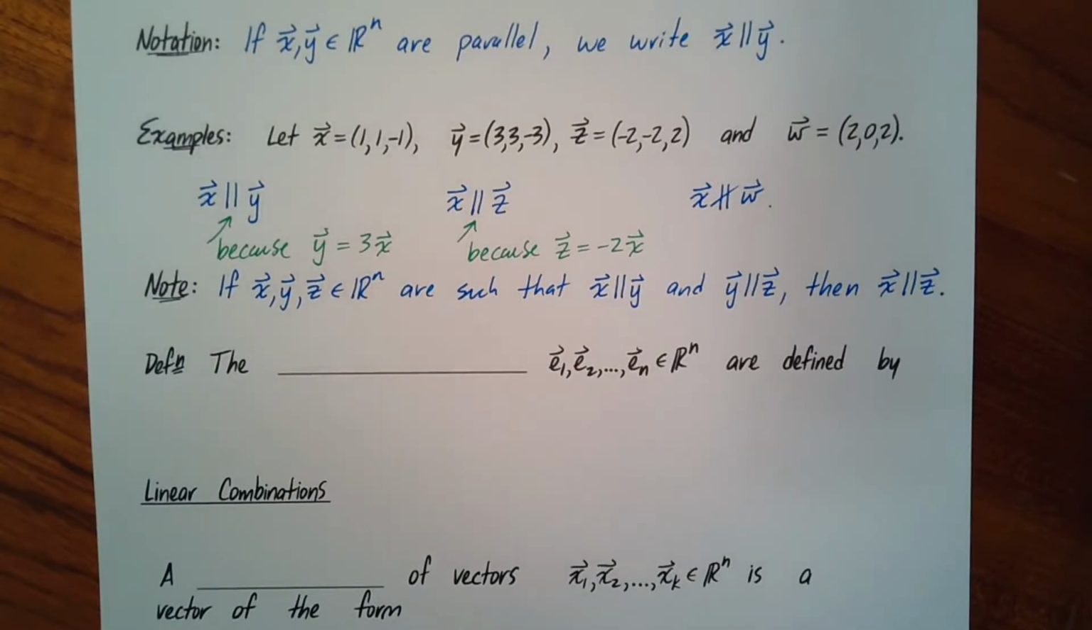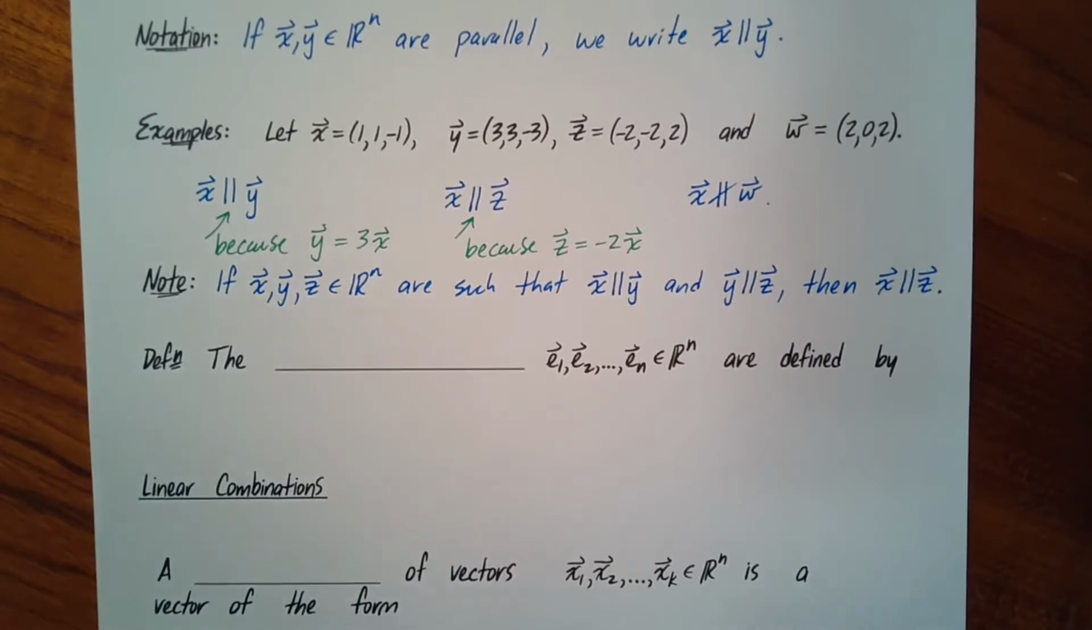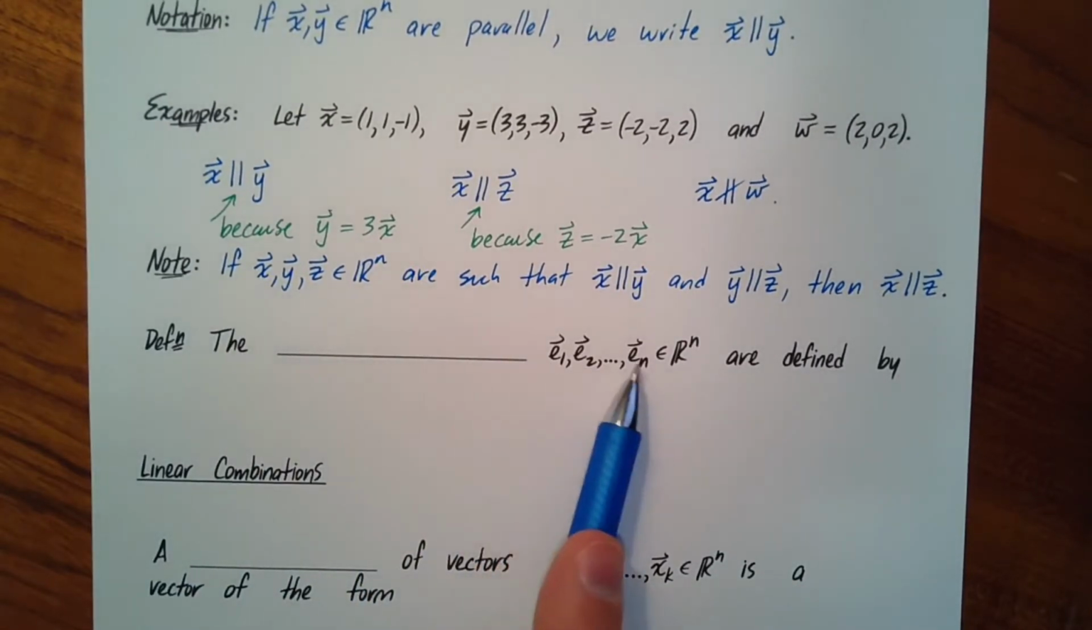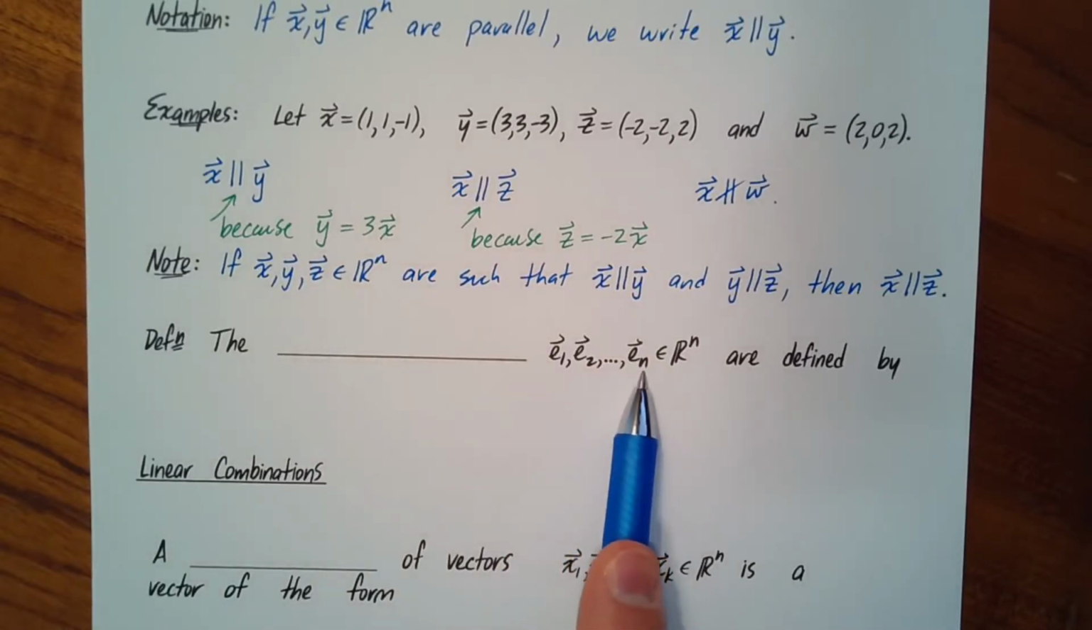Okay, so the next definition is really a matter of notation. I'm not really going to define anything new. It's really just a label for something that we already have access to. But these are special vectors now. We label them as E1, E2, all the way up to En, where n, this final index, is going to be whatever dimension that you're working with.